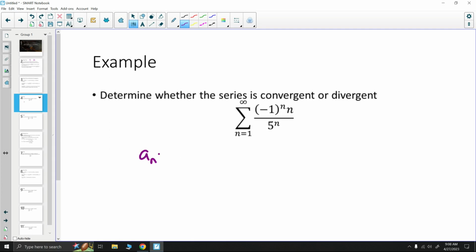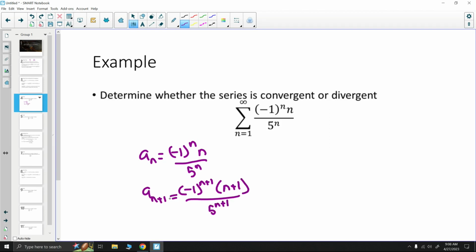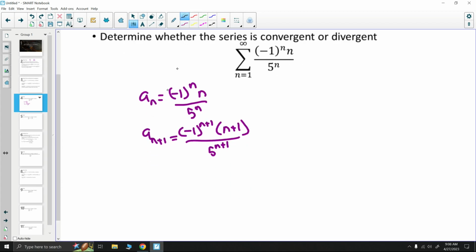Now, if we think about this, a sub n is negative 1 to the n times n over 5 to the n. And a sub n plus 1 is negative 1 to the n plus 1 times n plus 1 over 5 to the n plus 1. So that's what our a sub n plus 1 is. Now we're going to take the limit as n approaches infinity, and we're going to do the absolute value. One of the great things about this ratio test is we take the absolute value, so alternating or not doesn't matter. This portion just determines our signs, so we don't really need them, but we're going to take a sub n plus 1 over a sub n.